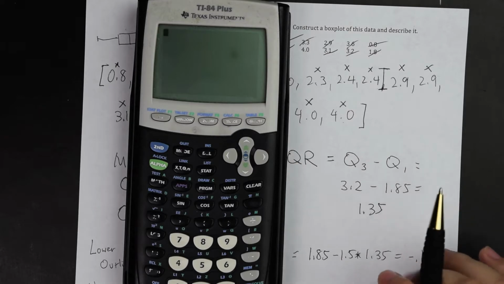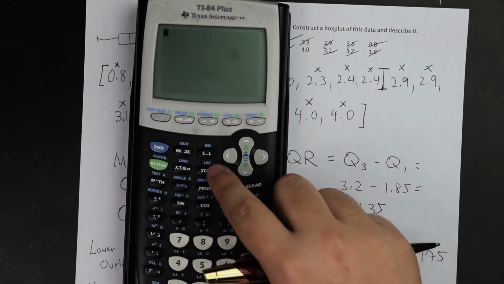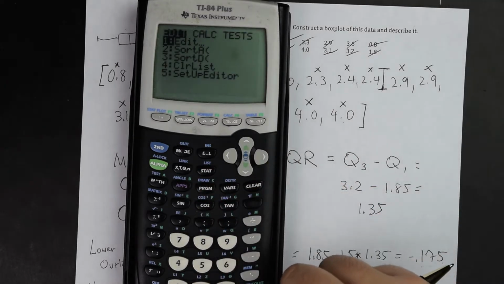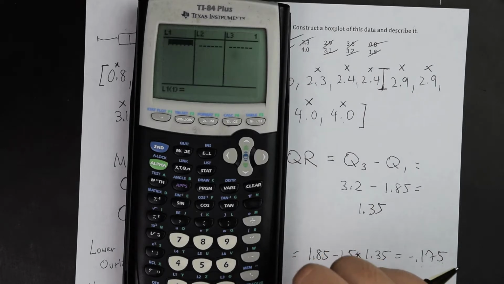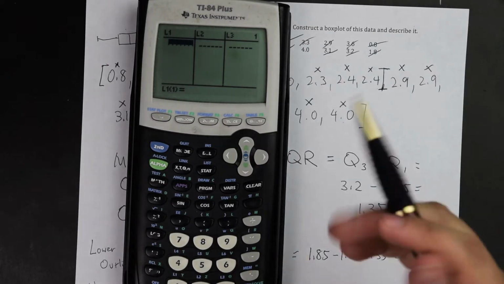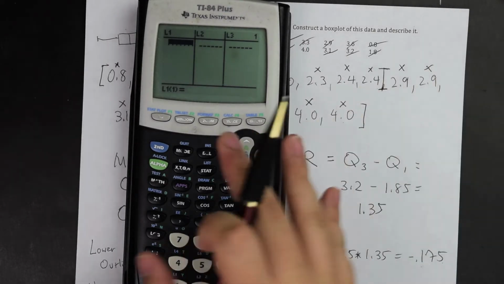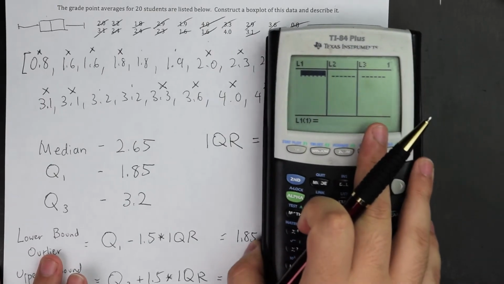And the way you go about doing that is that you first push the stat button, right here, and I'm going to push 1, which is edit. And then what happens is that it creates these L1, L2, L3 lists. And so I'm just going to use L1 because usually that's the one you're going to be using the most commonly. And I'm going to punch in the values that exist.